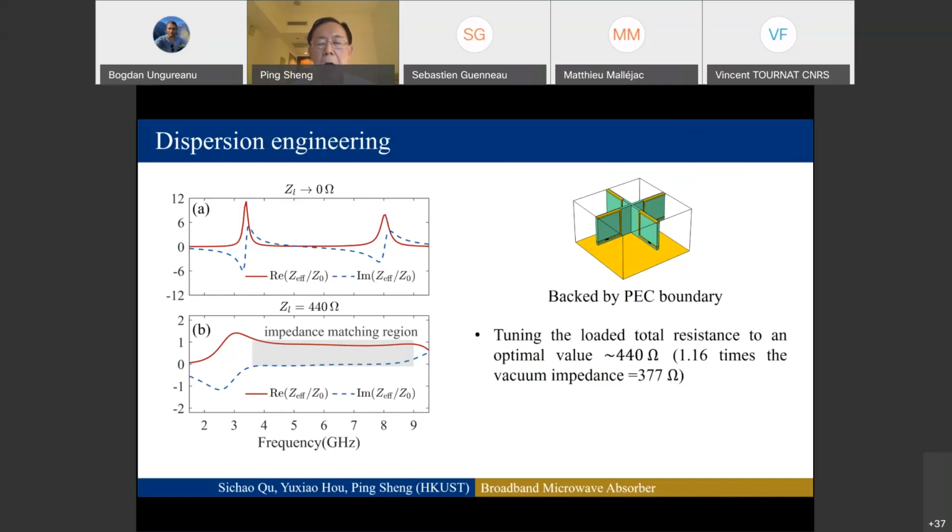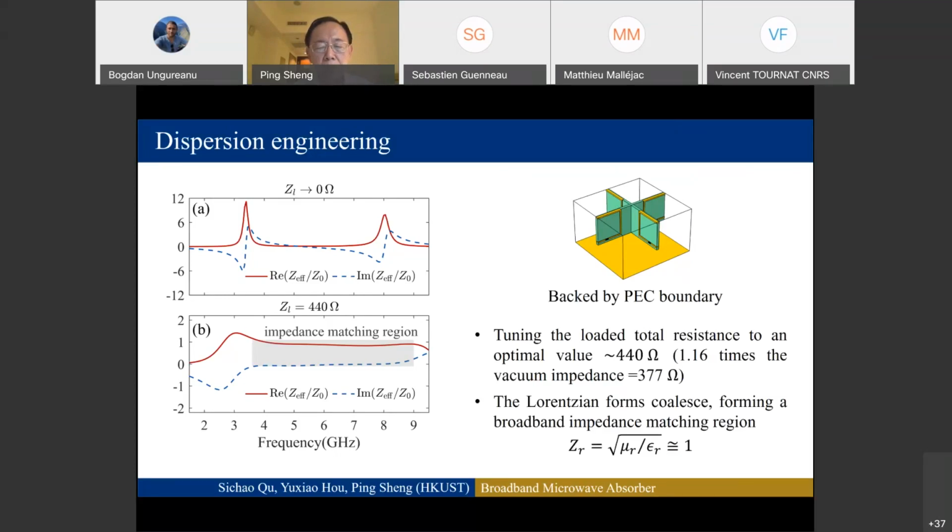And the total resistance is 440 ohms, which is 16% higher than the vacuum impedance. Essentially, the value is not that sensitive, but we just try to optimize this. So it's close to the vacuum impedance, and as you can see, over the region of frequency between the two magnetic resonances, the impedance is nearly 1, namely we have achieved almost impedance matching. And moreover, the imaginary part is small but non-zero and just enough to absorb all the energies.